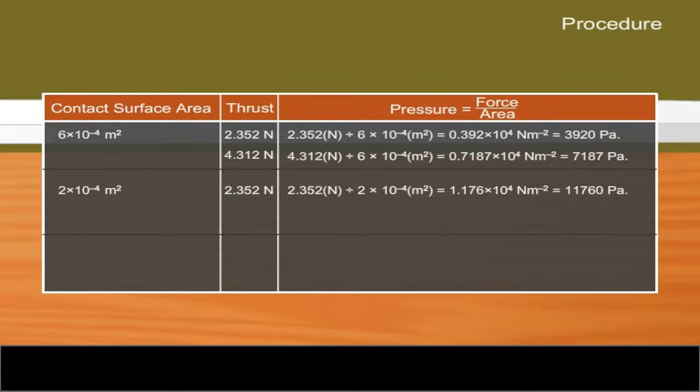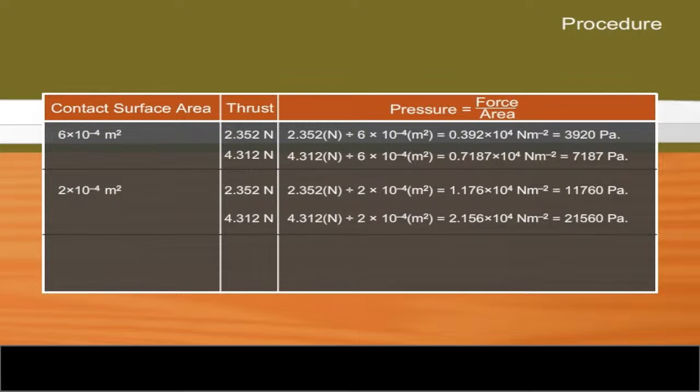2.352 newton divided by 2 into 10 raised to the power minus 4 meter square is equal to 1.176 into 10 raised to the power 4 newton per meter square, which is equal to 11760 pascal.